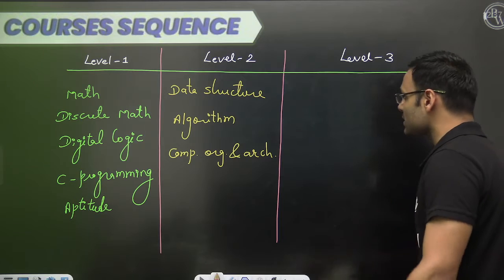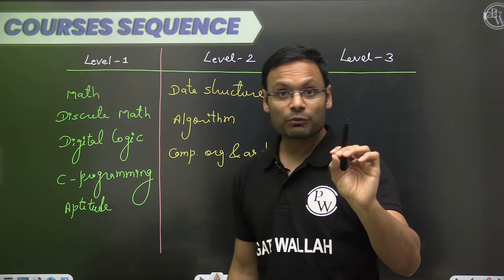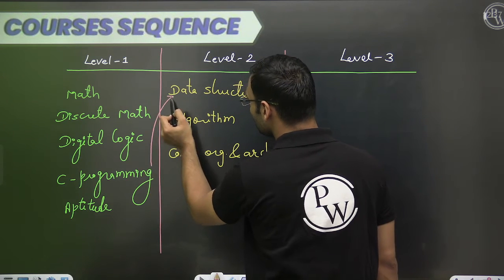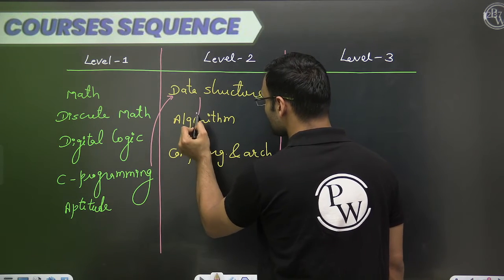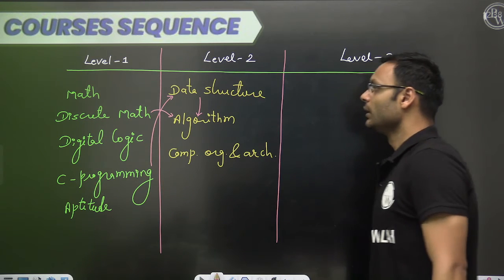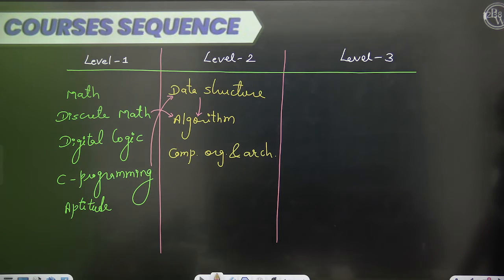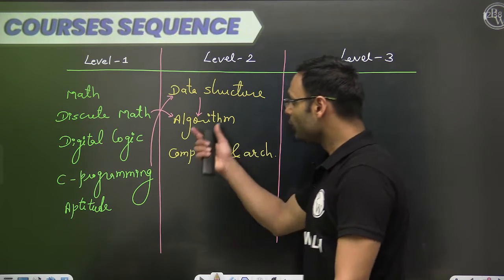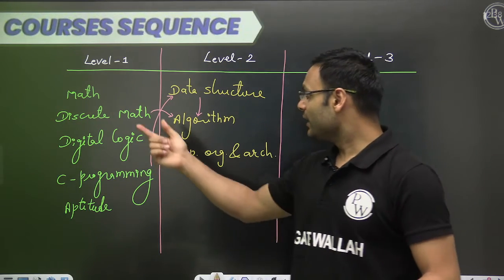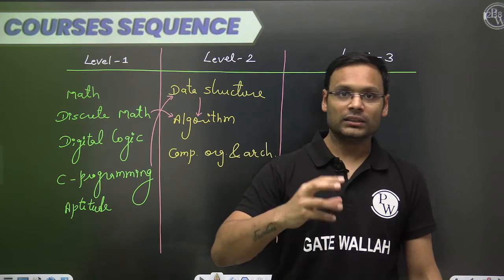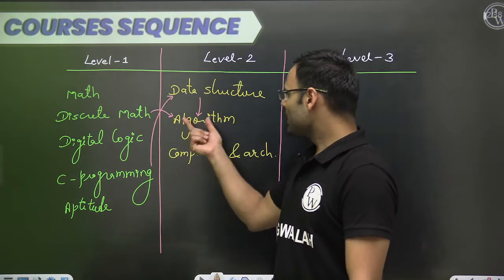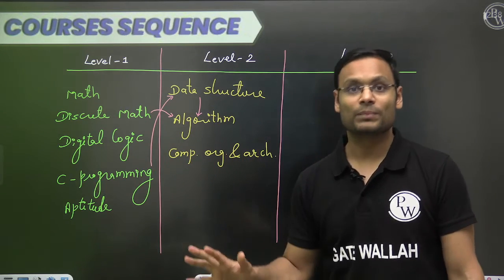Now there is a certain prerequisite or sequencing I will suggest. After C programming only you go for data structure. After data structure you go for algorithm. After discrete math only you go for algorithm. You will have a better understanding of the courses. In algorithm, you will have a lot of recursive approaches, and when you learn the recursive approach in discrete math, you will feel better, meaning you will understand the algorithm course better.